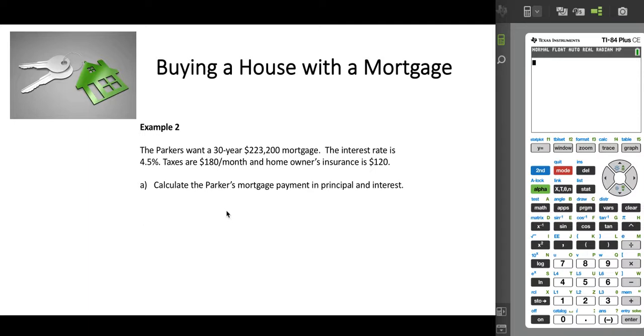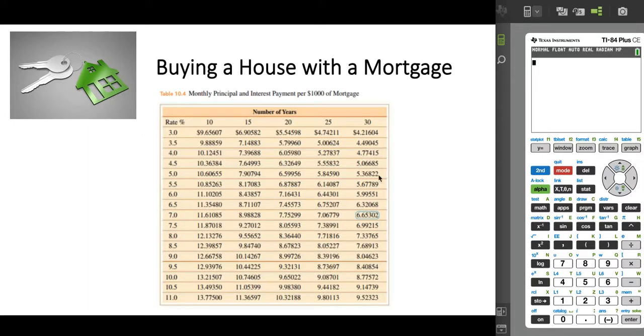So first we have to calculate the Parkers' mortgage payment in principal and interest. To do that, you're going to use this chart. Okay, so now the Parkers are looking at a 4.5% 30-year mortgage. So I'm looking at that in the table. The rate is 4.5%. The time is 30 years. So we're looking at this figure, 5.06685. They have to pay this amount for every $1,000 that they borrow and that's how much they're paying per month.